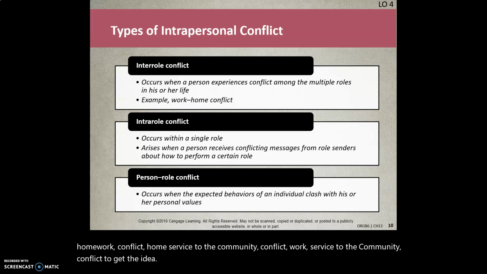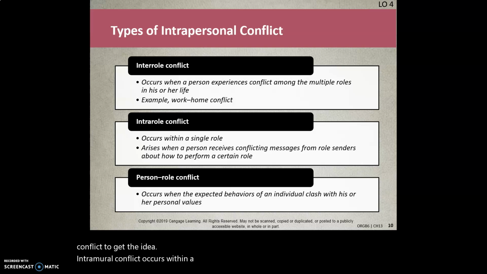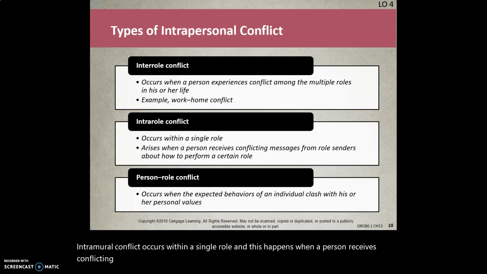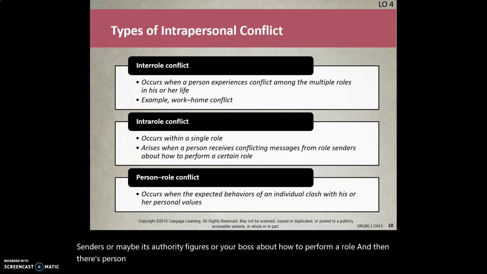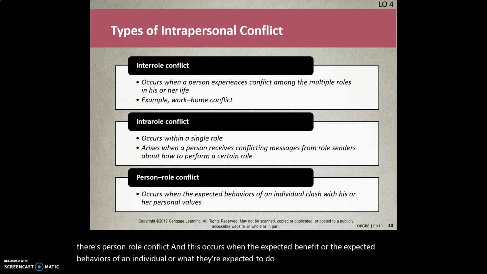Intra-role conflict occurs within a single role, and this happens when a person receives conflicting messages from senders, or maybe it's authority figures or your boss, about how to perform a role. And then there's person-role conflict, and this occurs when the expected behaviors of an individual, or what they're expected to do, don't align with their personal values.